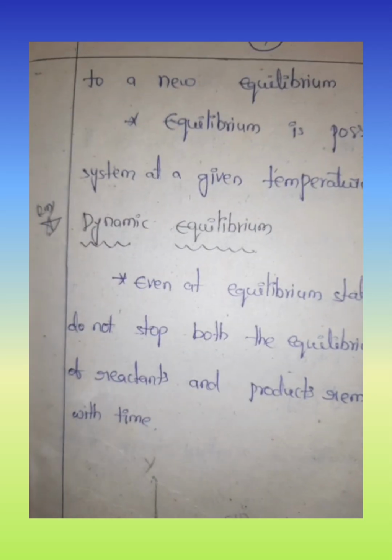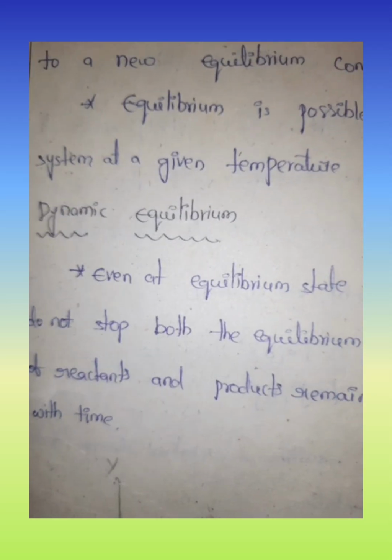As soon as the bottle is opened, some of the dissolved CO2 gas escapes until it reaches an equilibrium concentration. Equilibrium is possible in a closed system at a given temperature. Dynamic equilibrium: even at the equilibrium state, the reactions do not stop. The equilibrium concentrations of the reactants and products remain unchanged with time.